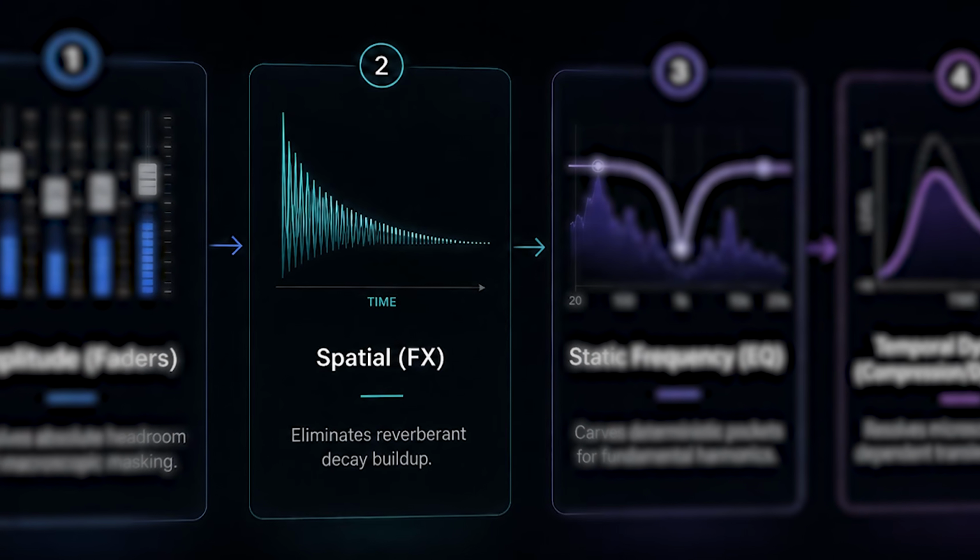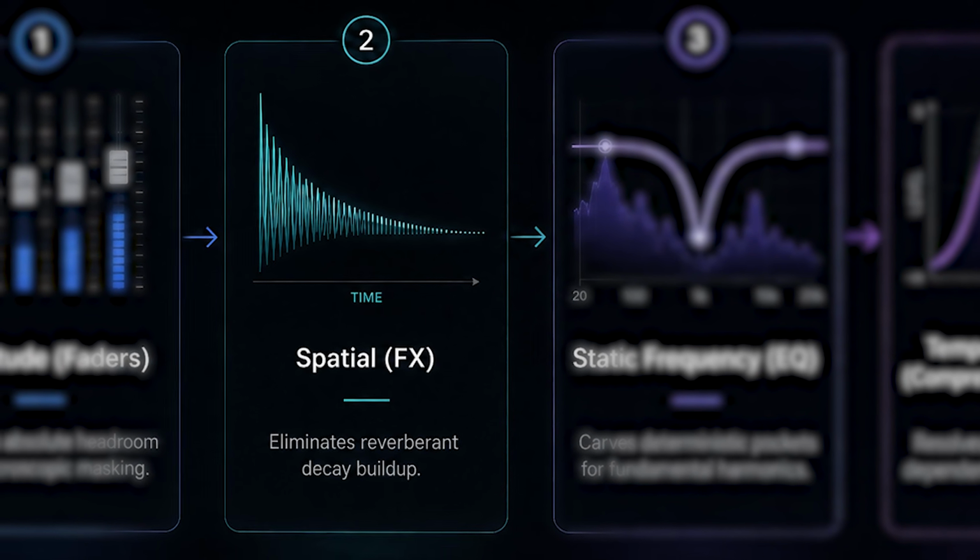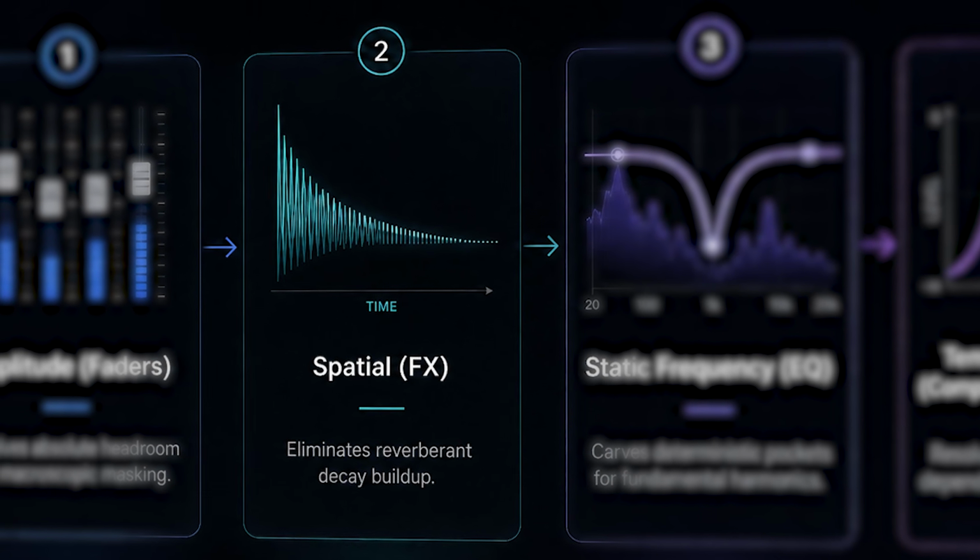Now the second one, and this is the part everybody fails, is the spatial effects. The rooms, the tails, the reverbs, the delays, they are the number one source of the muddiness in most mixes.